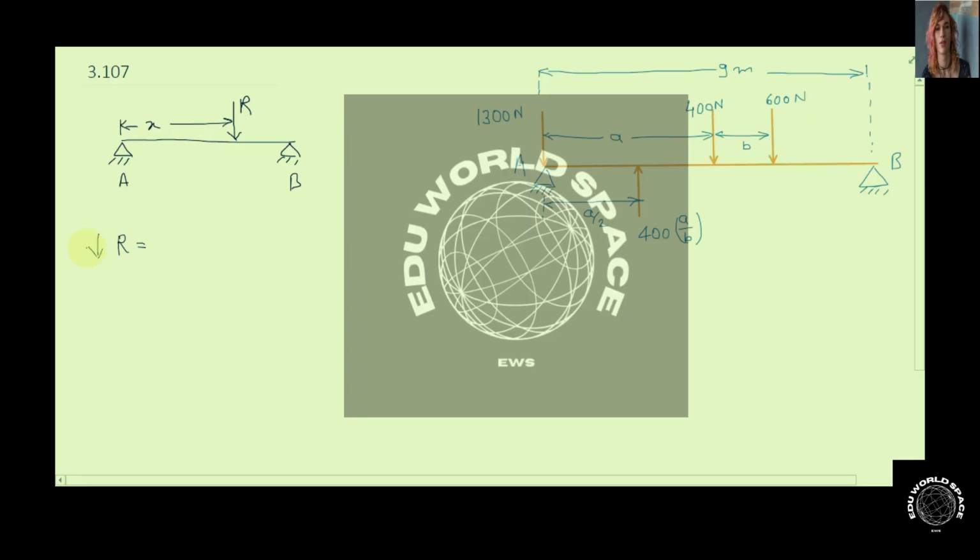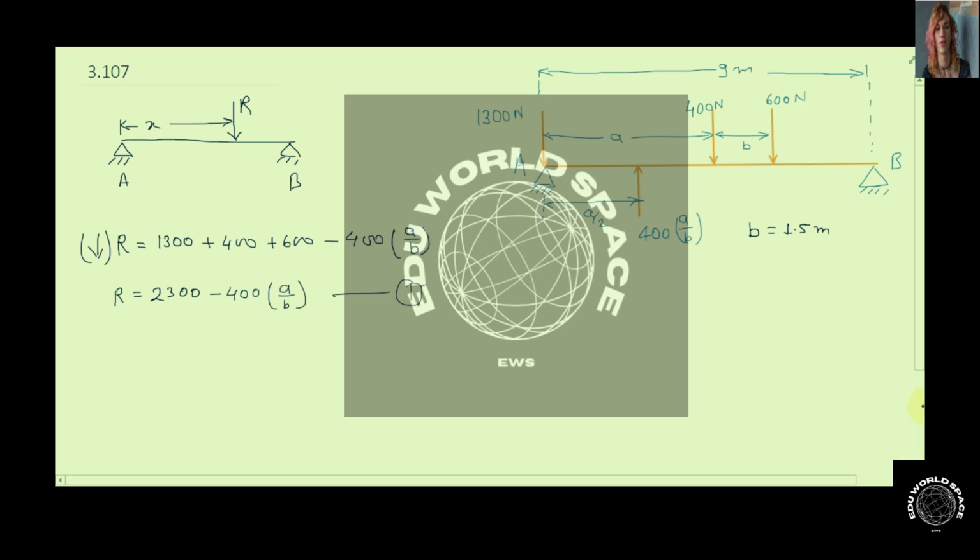So what is the equivalent force that is acting on the system? Considering the downward direction to be positive, it will be 1300 plus 400 plus 600 minus 400 multiplied by A upon B. In this problem, the value of B is given as 1.5 meter. So here R comes out to be 2300 minus 400 A upon B. Let us consider this to be the first equation.